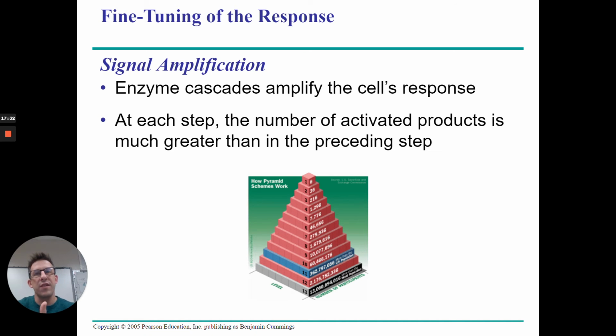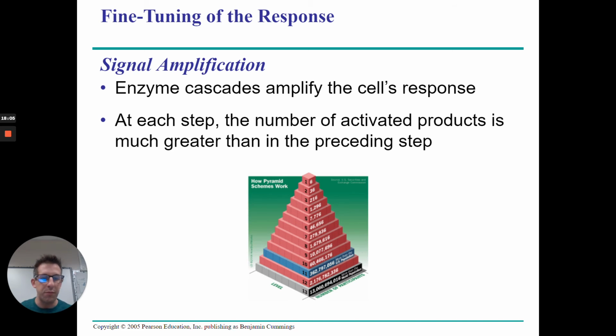Now remember that example I just talked about was in one cell. You think one cell gets activated in your adrenaline response when you see a bear? Absolutely not. You have hundreds of millions probably get activated at some point or have some kind of stake in that particular interaction, okay? So these enzyme cascades amplify that cell's response, and it needs to happen that way. Otherwise, you can't fight the bear. So at each step, the number of activated products is obviously much greater than the preceding step. We saw that in the previous example.